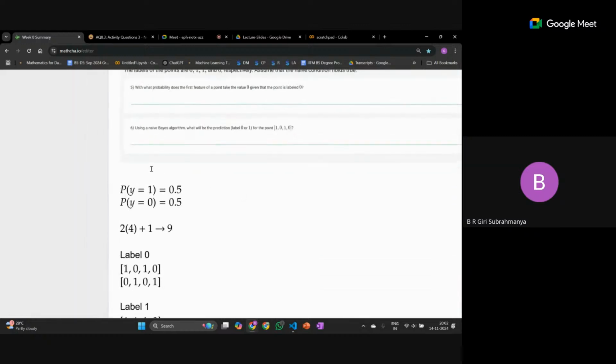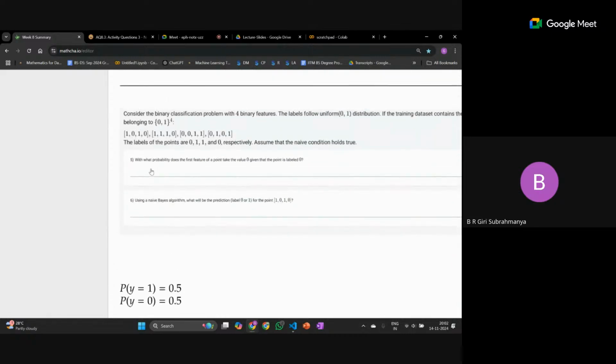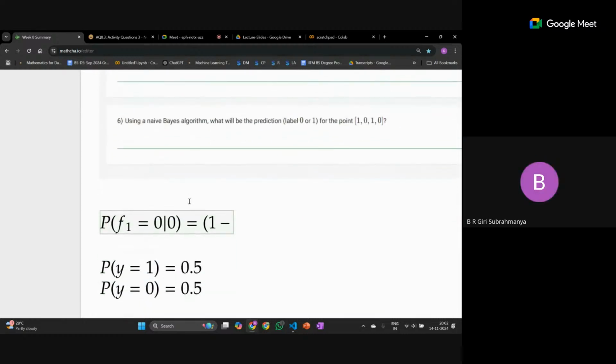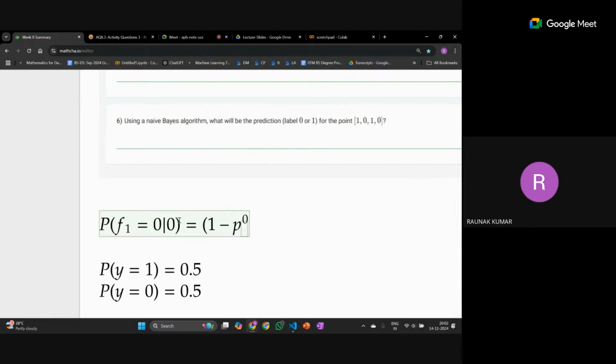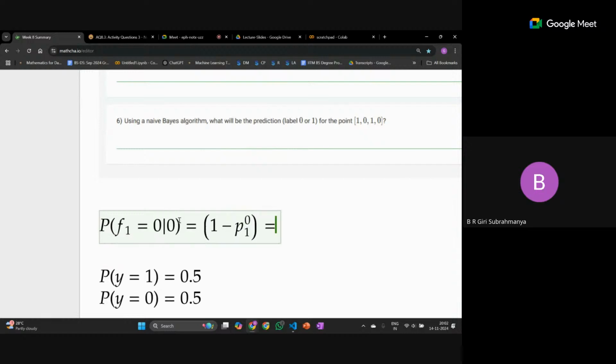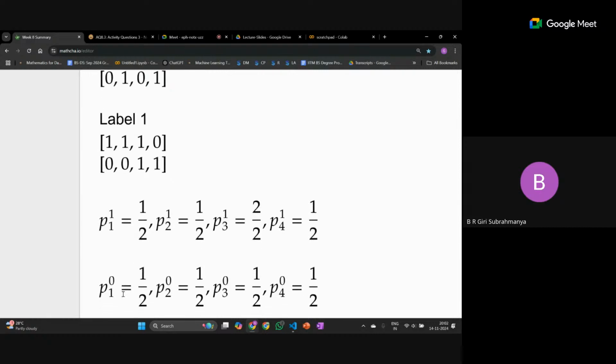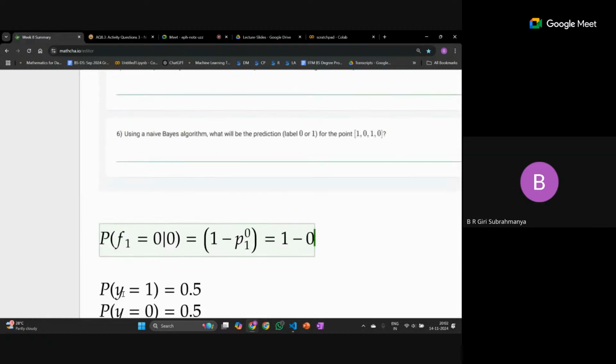So what it is asking is the probability that the first feature will take value 0, given that the label is 0. So what will this be? 1 by 2, sir. 1 by 2. Yeah, in terms of notations, this is going to be 1 minus P, label 0, feature 1. So what is P0, 1? 1 by 2. So this is going to be 1 minus 0.5, which is 0.5.